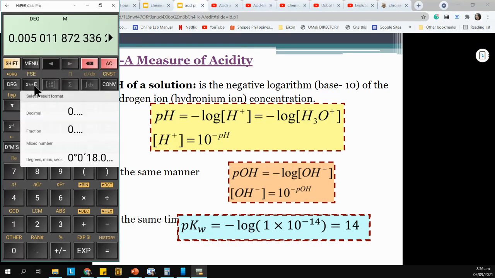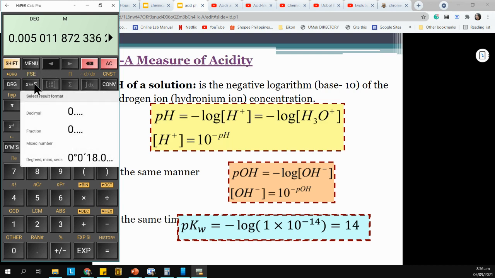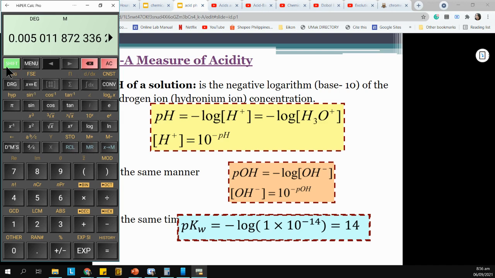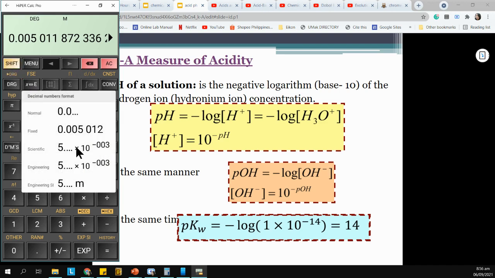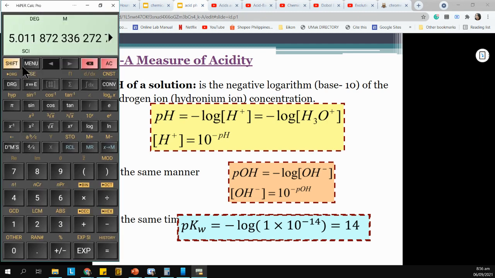Now, you can actually show this. So that will be its answer. To see the exact value, it's 5.01 times 10 to the negative 3. Okay? Any questions so far before we move on? Are you following the calculations?